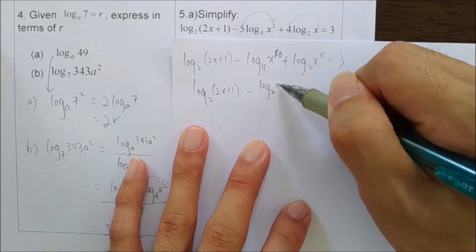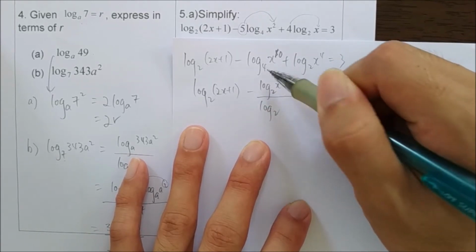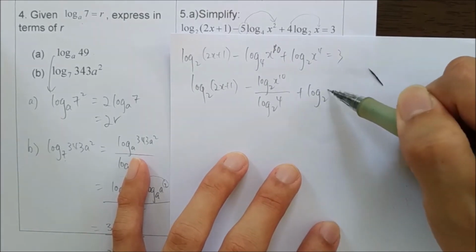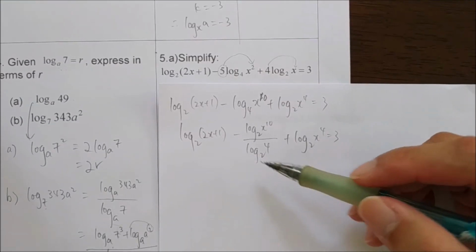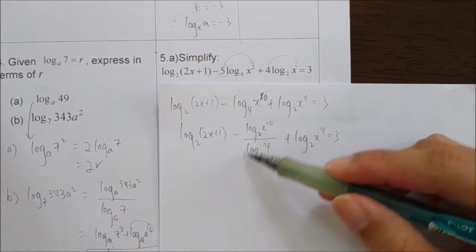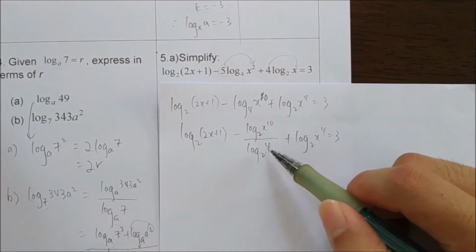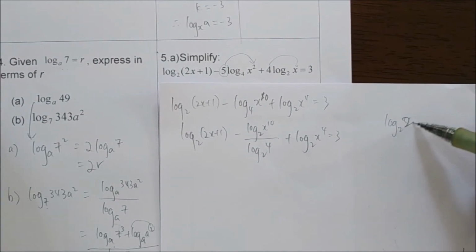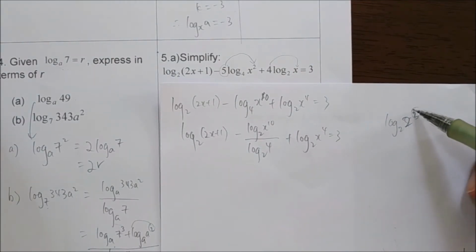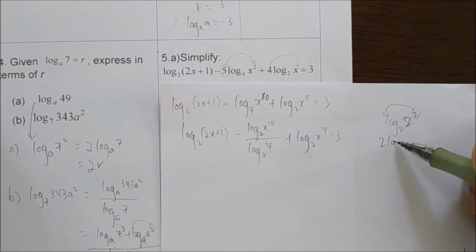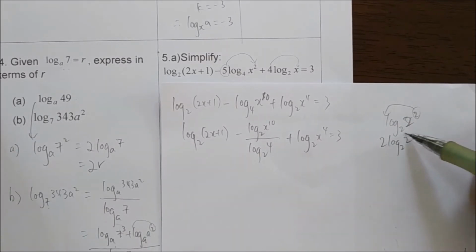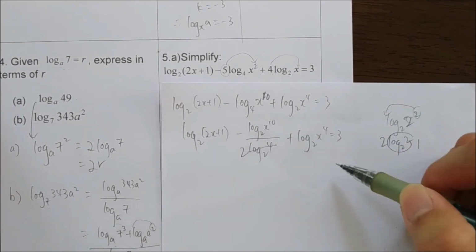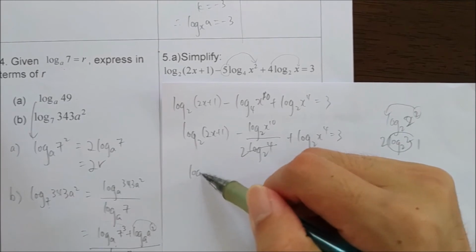Now I change the base of this, I get base 2 log of x to the power of 10 over base 2 log of 4. So now all of these have base 2. We just try to simplify it. Log base 2 of 4 is log of 2 to the power of 2, and using the power rule, the 2 brought to the front becomes 2 times log base 2 of 2, which equals 1. Hence this is actually equal to 2.